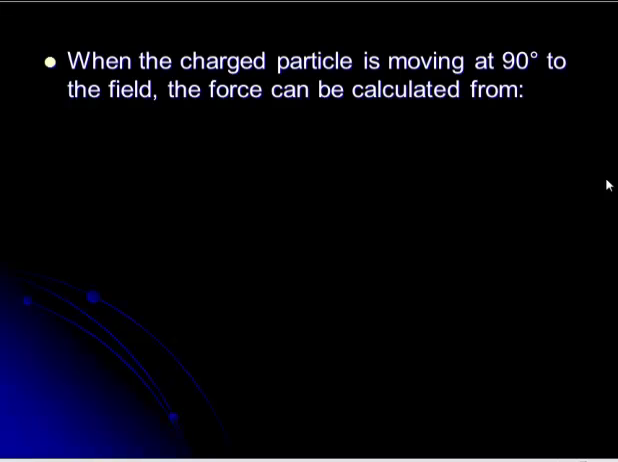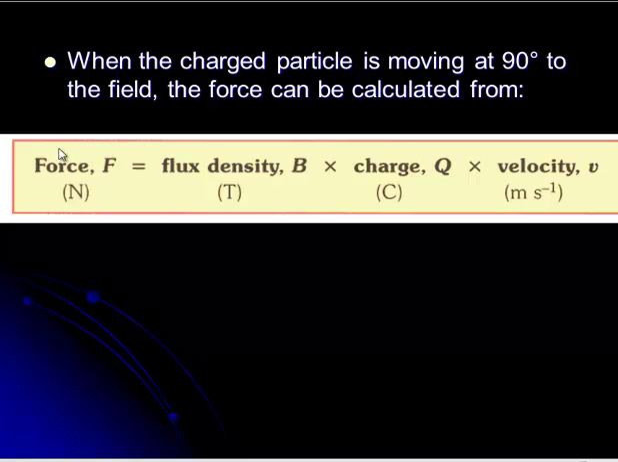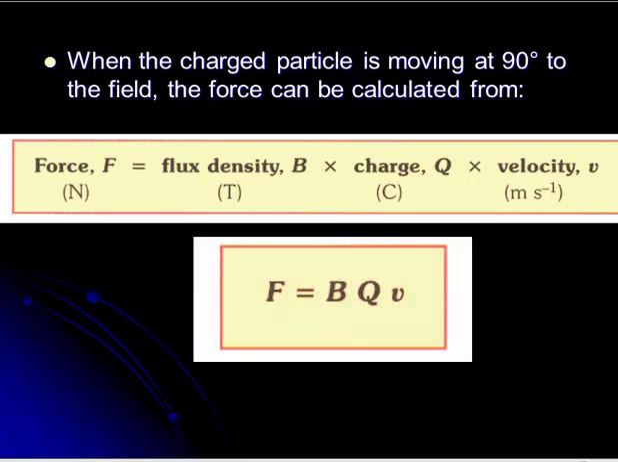Explicitly, so let's think about the units again. This happens when charged particles are moving at 90 degrees to the field. So that means that there's no issues with angle. Then I've got my force measured in newtons equals my flux density measured in teslas multiplied by my charge in coulombs multiplied by the velocity in meters per second. And that gives me force equals B times Q times V.